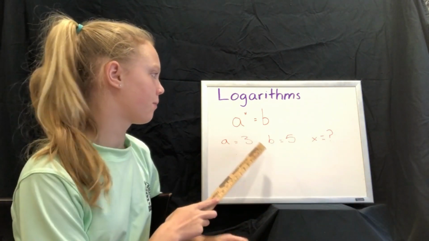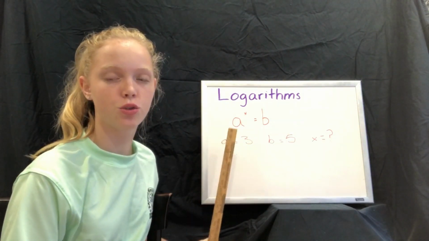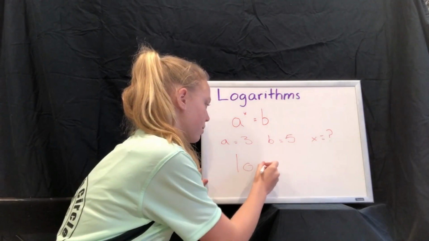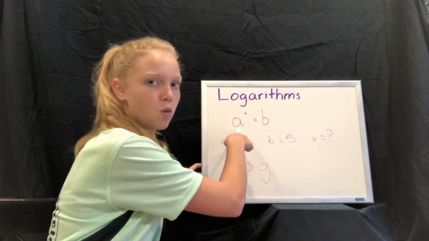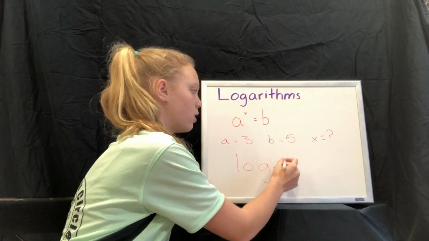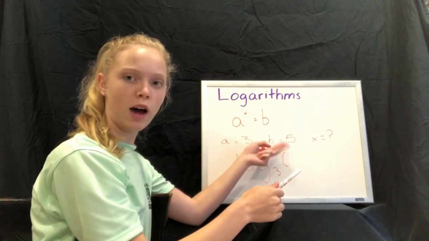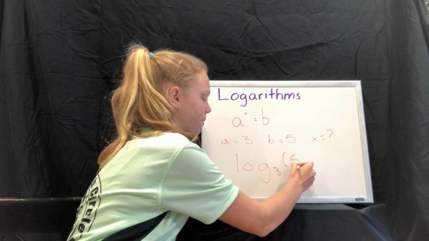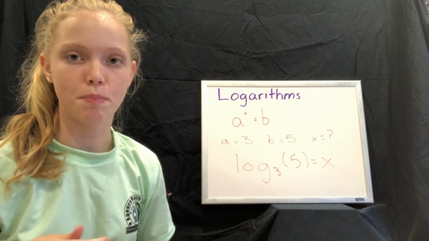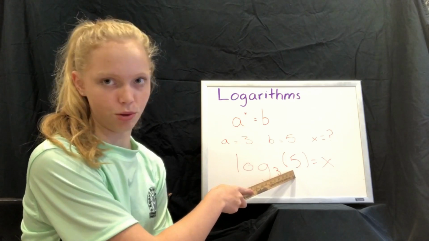What we're really asking is, if a is 3 and b is 5, 3 to what power equals 5? We log base whatever's getting raised to the power, which in this case is a, which is 3, of the resulting power that we want, which in this case is 5, is equal to the power you need to raise this base to get to the thing inside of the parentheses.